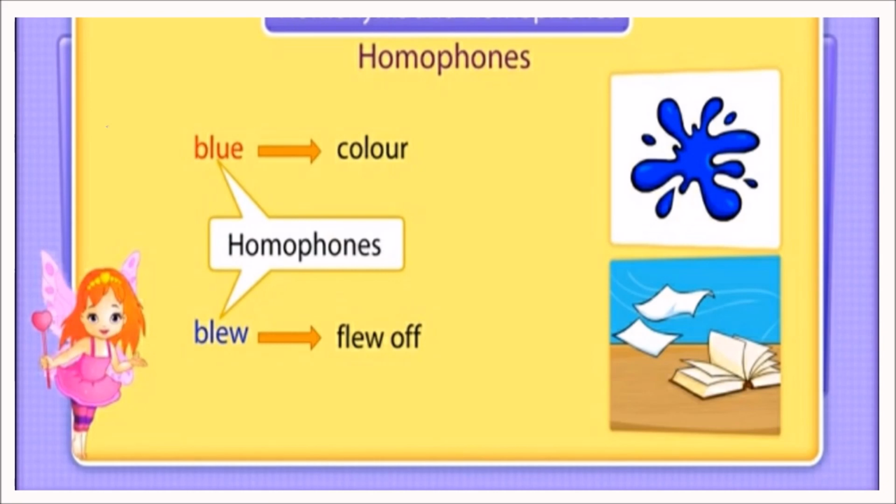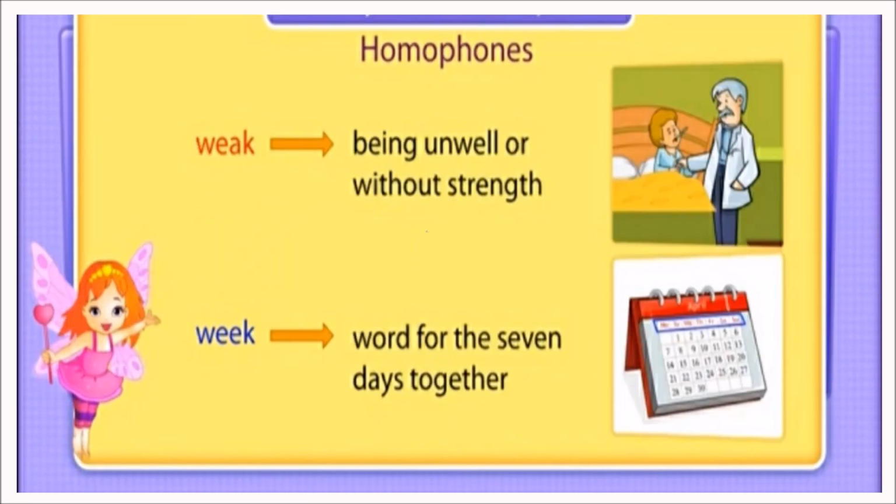Now let's see some examples. Blue, blue. These 2 words sound alike but have different spellings and different meanings. The word blue means color. The other word blew means flew off. Next we have weak, week. The word weak means being unwell or without strength. The other word week means the 7 days together.